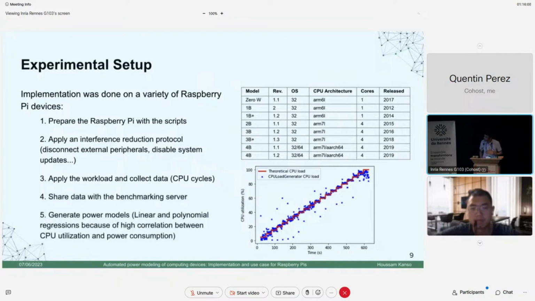Then we shared them with the server where the models were generated, and we generated linear and polynomial regression. We're using linear and polynomial regression because there is a high correlation between the CPU utilization and the power consumption.